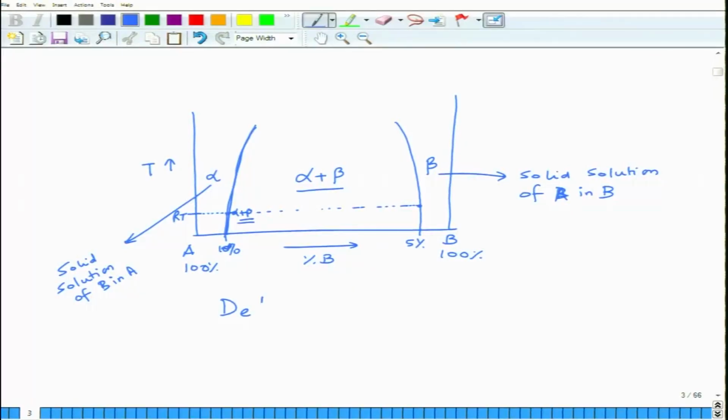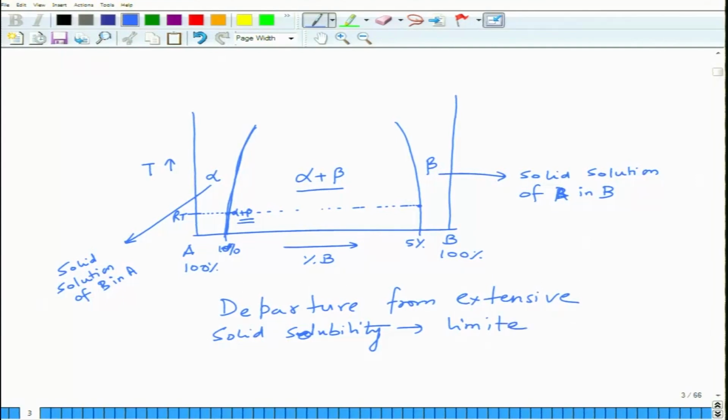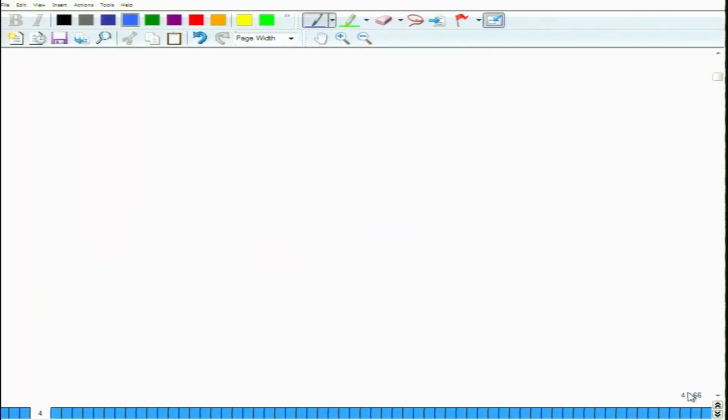So, this is the departure from extensive solid solubility. This is the case of, as we say, limited solid solubility. Is that clear? Yeah. So, this is what happens in most cases.